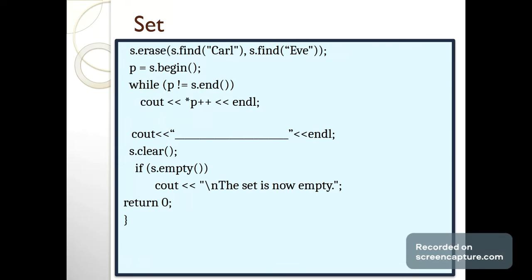We have found an extra part over here, that the erase function doesn't take an iterator as an argument. It takes the key as an argument, the key which you want to delete. And again, the find function is also one which has been included in set and multiset. The find function gives you the position where the key is being found.